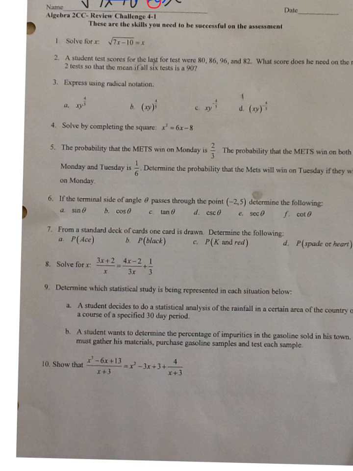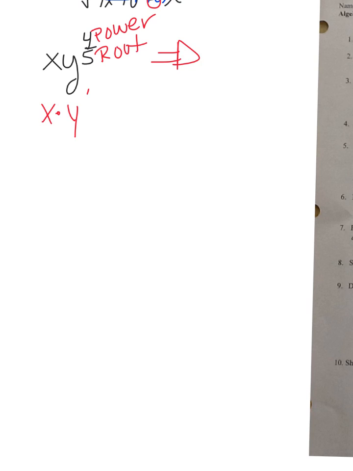Okay, so number 3 says express using radical notation. So I'm just going to rewrite all of these here. The first one we have is x times y raised to the 4/5 power. Remember, a fractional exponent is power over the root. The only thing being raised to the 4/5 power is y, because this is x times y to the 4/5 power. So it's only going to be the y. So it'll be x times the 5th root, because that's my root, power over the root. The root is 5, of y to the 4th power.